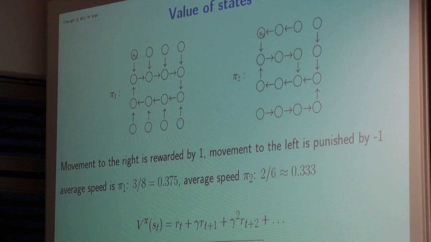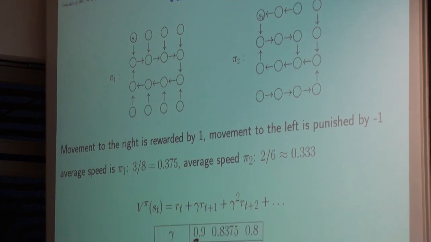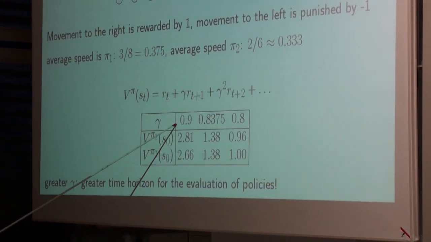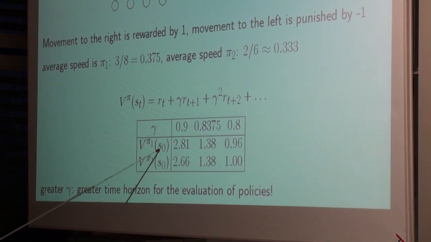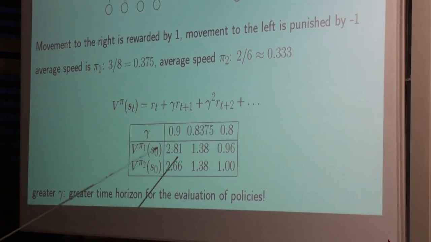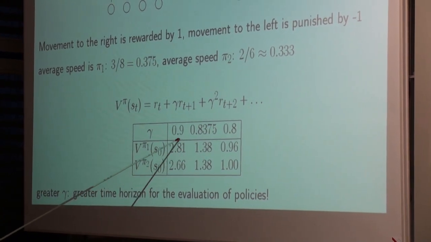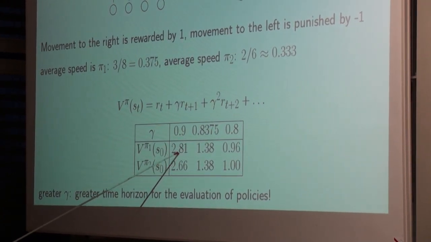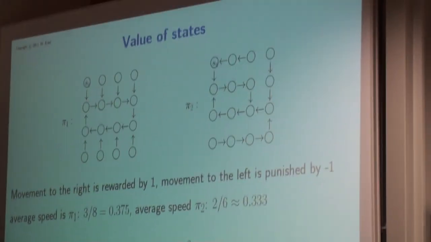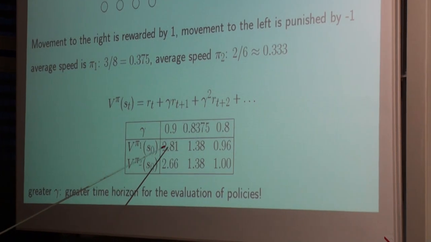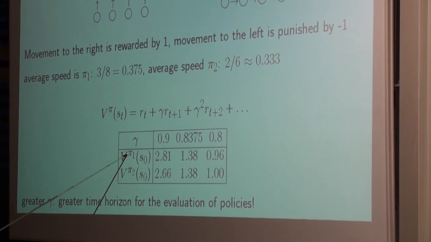And here in this table you see what we get. I mean, you can compute it by yourself. If we take a gamma of 0.9, then our policy pi 1 starting here gives us a cumulative reward of 2.81. With the same starting state and policy pi 2, this one, we get 2.66. So you see, pi 1 is better.